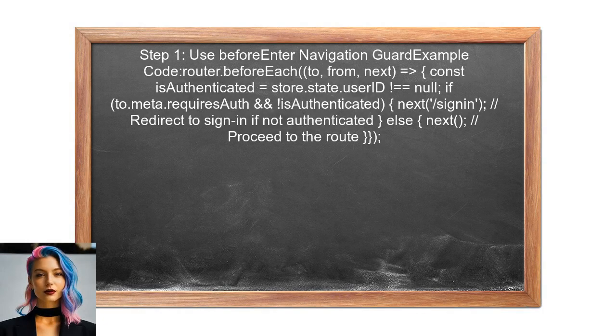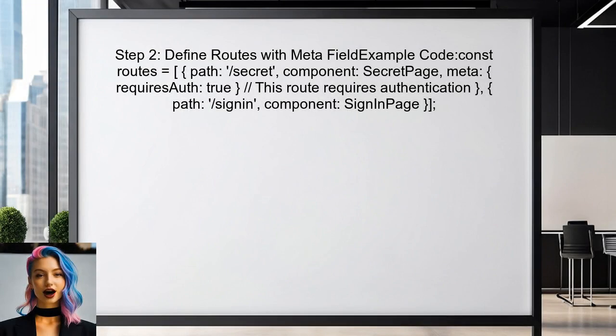To conditionally disable a route in VueRouter, the user should first check the authentication state in the route's beforeEnter navigation guard. This allows them to control access based on whether the user is logged in. Next, the user should define the routes in their VueRouter configuration. They can specify which routes require authentication by adding a meta field.